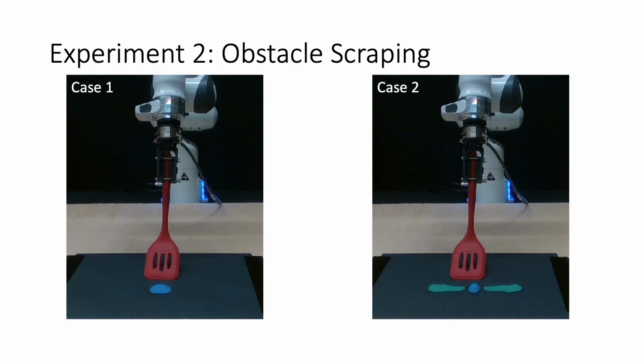Next, we apply our method to a scraping task to remove an object that adheres to the surface. Here, a target object is placed on the table. Additional obstacles are also added in one of the test cases. Again, we specify our desired contact trajectory to move contact through the target object while avoiding contact with the obstacles.